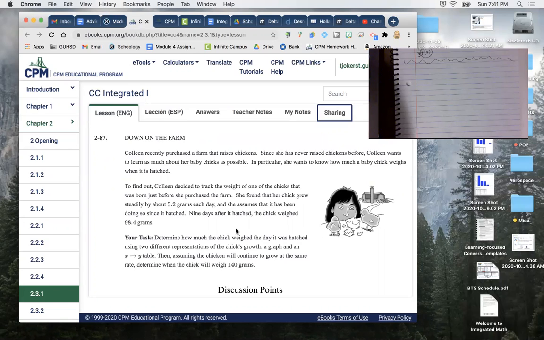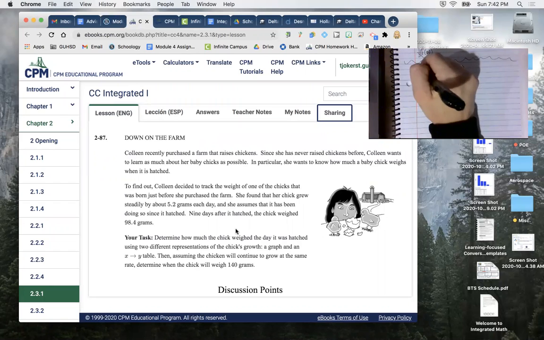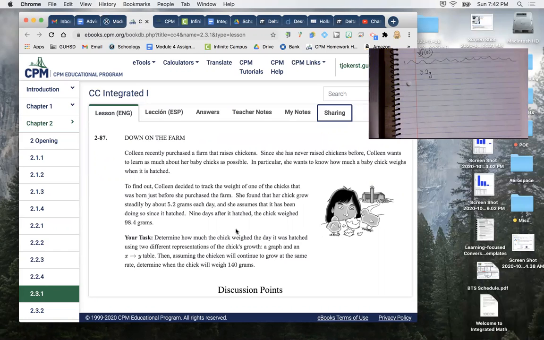To find out, Colleen decides to track the weight of one of the chicks that was born just before she purchased the farm. She found that her chick grew steadily by about 5.2 grams. Okay, 5.2 grams. I know that that's important, so I'm going to write that down. Each day. So for every day it grew that much. And she assumed it had been doing so since it hatched. 9 days after it hatched, the chick weighed, so on day 9, the chick weighed 98.4 grams.